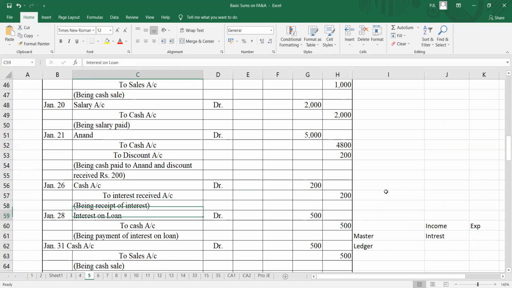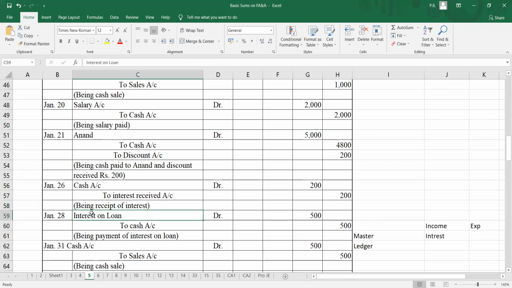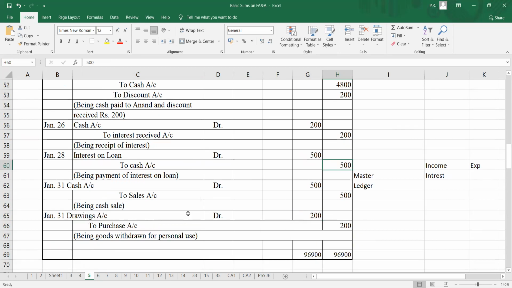Once this is done, we come to entry number 28. Paid to Bablu interest on loan. In the earlier case we had received the interest. In this case we are paying the interest. So it's like any expense that we are going to pay. So what is the entry for expense? It's over here. Expense account debit to cash or bank. We have paid him. So what is the expense over here in this case? Interest on loan account debit to cash. We are paying him rupees 500. That is the entry. Interest on loan account debit to cash account rupees 500. Narration is being payment of interest on loan.